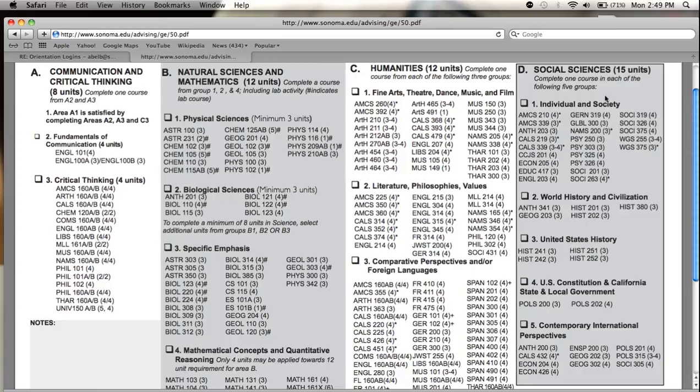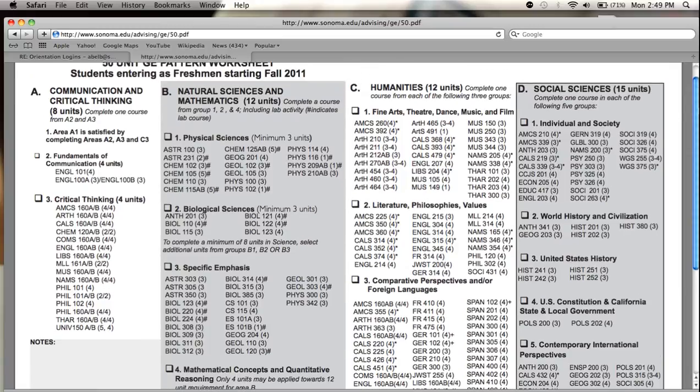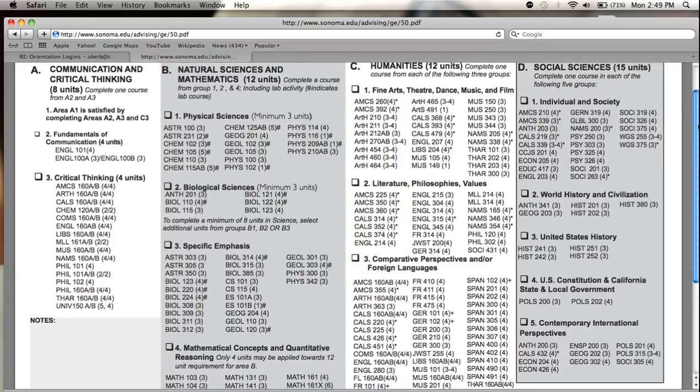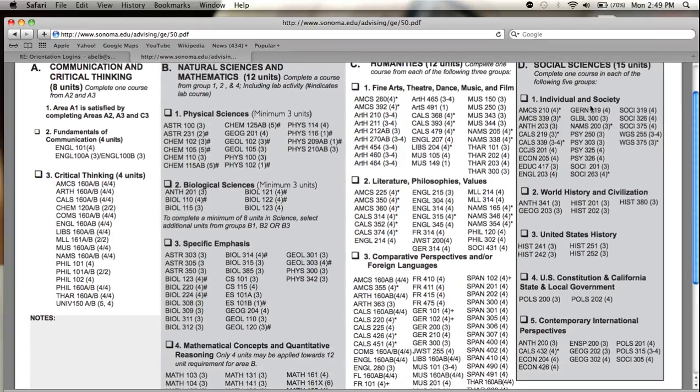So moving on to category D, social sciences. This is a pretty simple, self-explanatory category. You just need to take one course from each of the 5 D categories, so D1, D2, D3, D4, and D5. D1 is Individual and Society with a variety of different courses. D2 is World History and Civilization. D3, U.S. History. D4 is U.S. Constitution and California state and local government.